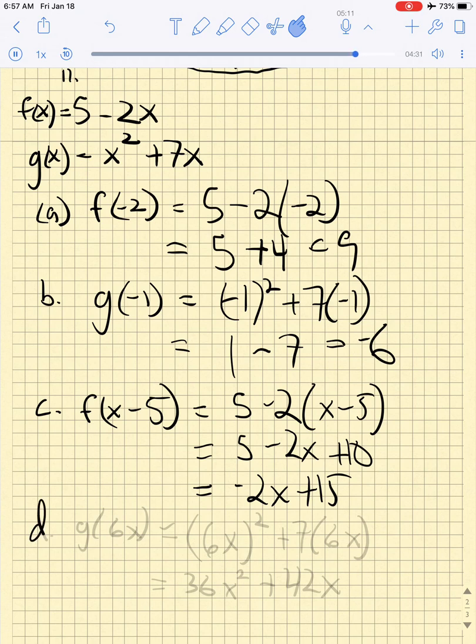And last but not least, part D, they want g of 6x, meaning we put in 6x to the function g of x, which is equal to x raised to the second plus 7x, but we substituted in the value 6x for x. So 7 times 6x. Right? So 6x raised to the second will be 36. We square the constant, then we square the variable, plus 42x, and that's the end of it.